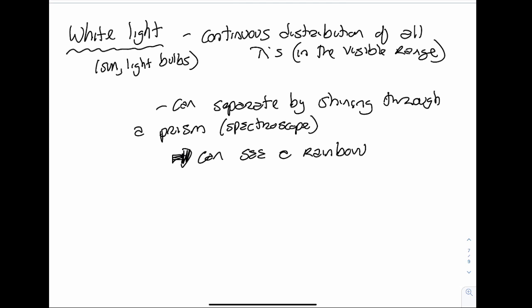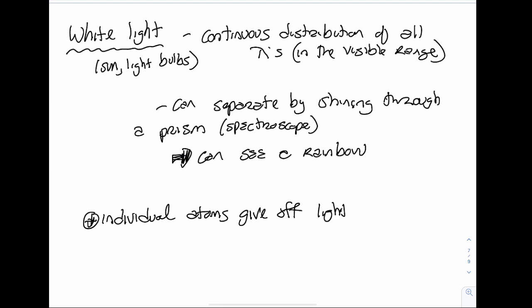So individual atoms give off light when heated or energetically excited in some way.